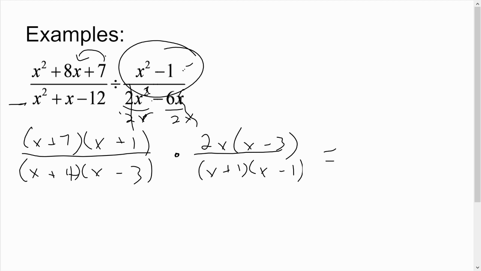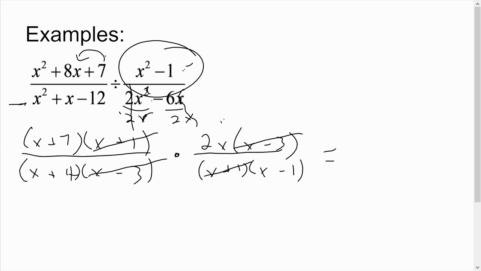Okay, I got a lot of things I can look at here. I see this x plus 1. I see this x plus 1. I see x minus 3. I see x minus 3. I see x's, but those don't count. I see this x right here. That doesn't help either. So that's it.